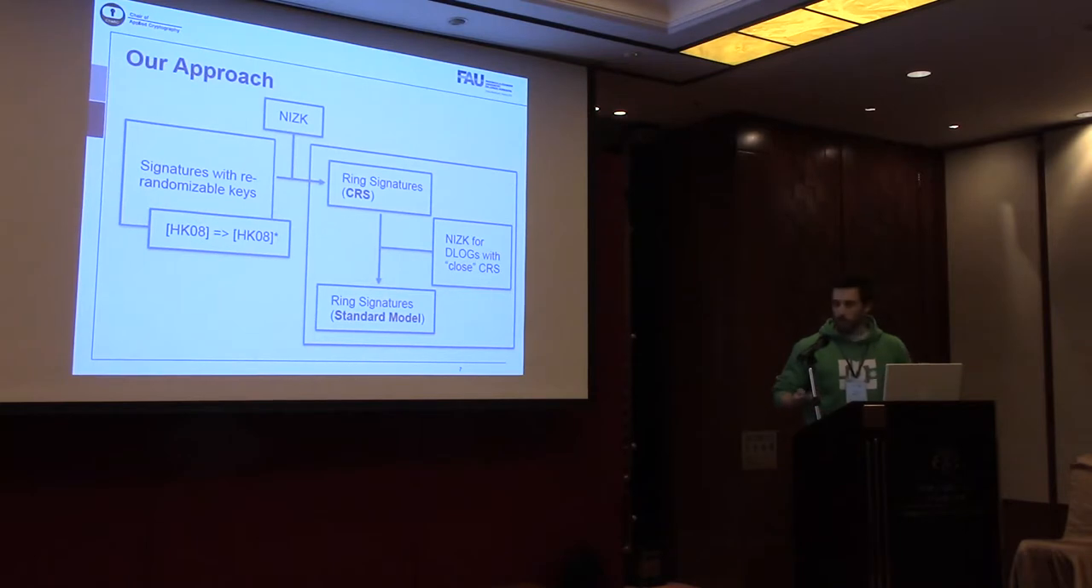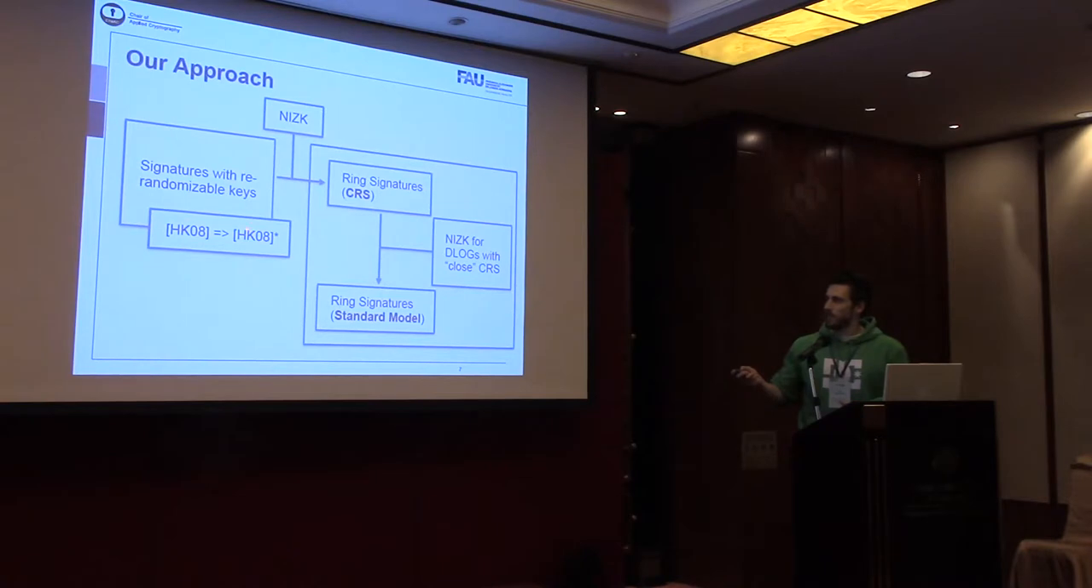So what's our approach? This is our main result, and this is the outline of our approach. We start from a primitive which we call signature with re-randomizable key, and I'm going to explain soon what this is, and we use it in combination with non-interactive zero knowledge, and this gives us almost immediately ring signatures in the common reference string model. And if we instantiate the non-interactive zero knowledge for a certain class of statement, and with a certain CRS, which has nice properties, which I'm going to detail later, then we can actually upgrade the scheme to the standard model, obtaining our main result.